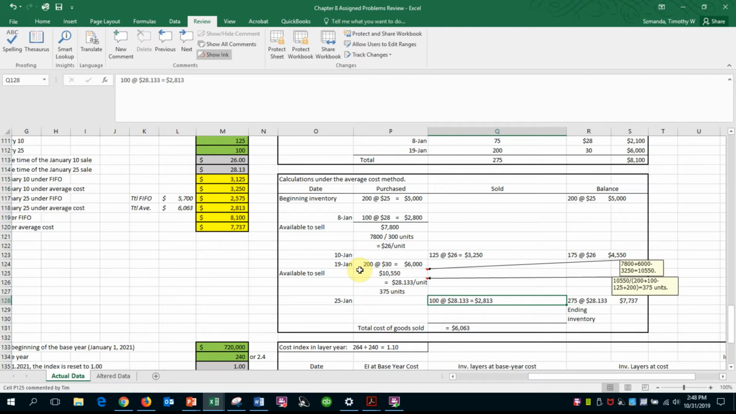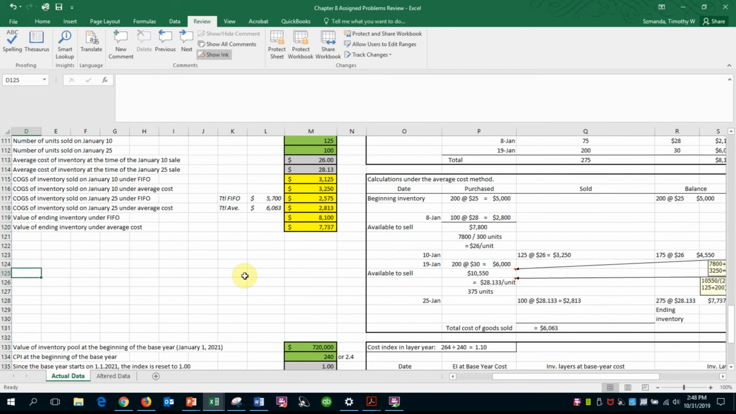And we wind up then with 10,500 divided by 375 units. And that gives us our average of 28.13. And again, feel free to stop and replay the video to review that calculation. And then we're able to arrive at our final total cost of goods sold.